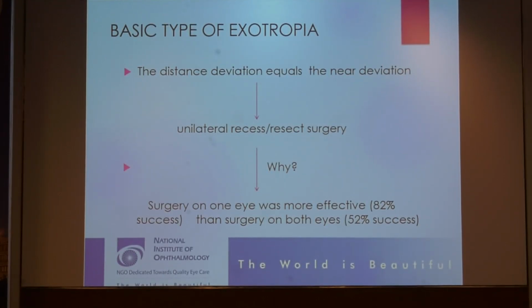If it's a basic type of exotropia, the deviation for distance and near is the same, so unilateral recess resect surgery is recommended. And why is that? Because surgery on one eye was found to be more effective, with an 82% success rate, than surgery on both eyes with a 52% success rate.